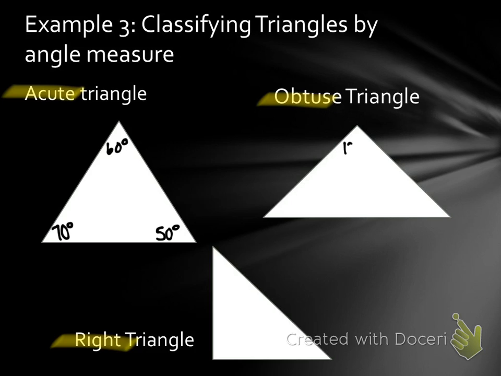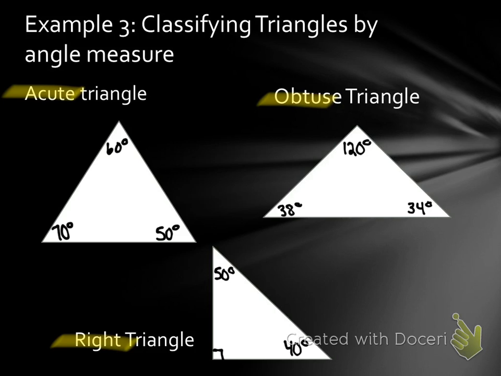Okay, so for an obtuse triangle, guess what? I'm going to have one angle that's greater than 90 degrees, an obtuse angle. And then the other 2 will just be less than 90. 38 and 34. Again, these are just samples, examples. They can be all different kinds of measures. What do you think a right triangle is going to have? A 90-degree angle. And then the other 2 will just be whatever, but it'll definitely always add up to be 180 degrees.